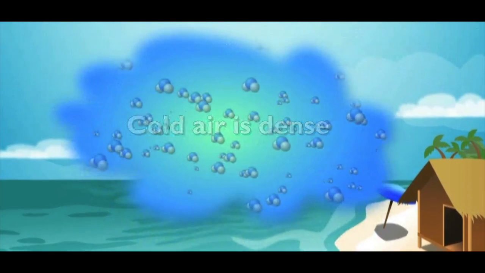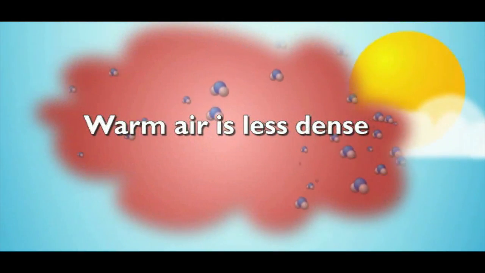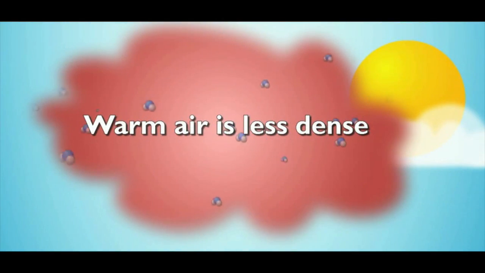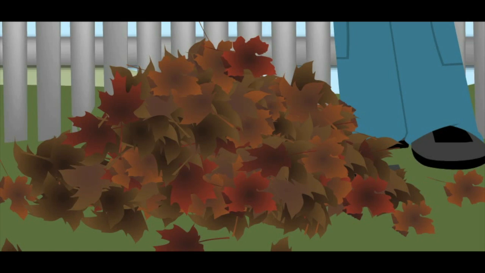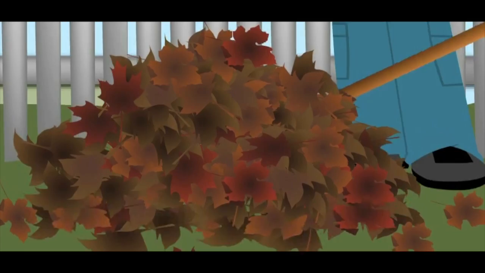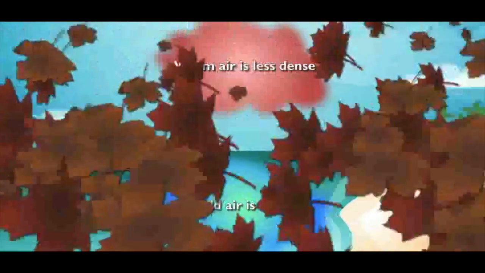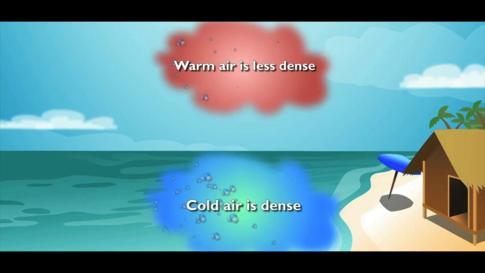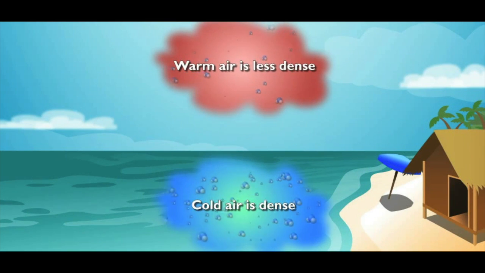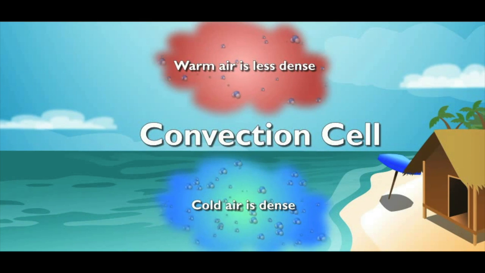So when air gets warmer and higher, there's less air pressure? Right. The air molecules are farther apart, or less dense. Hey, it's like the leaves we picked up. When they're together, they're heavy and hard to lift. But scattered around, they're lighter. Yeah. So it makes sense that dense air sinks and less dense air rises. The pattern of rising and falling air is called a convection cell.